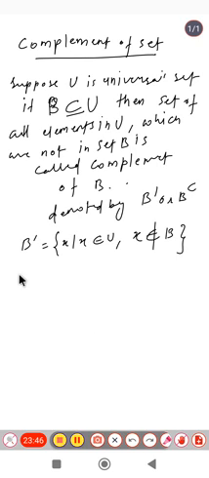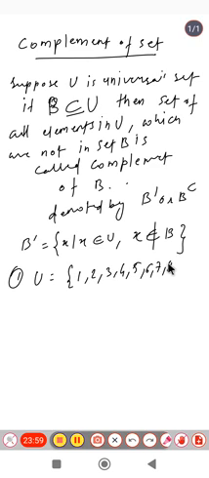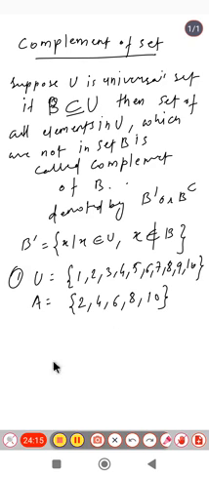For example, let U equal 1 2 3 4 5 6 7 8 9 10. Similarly, we have the set A, which is 2 4 6 8 and 10. Now how do we calculate A dash, the complement of A? It should be like this.